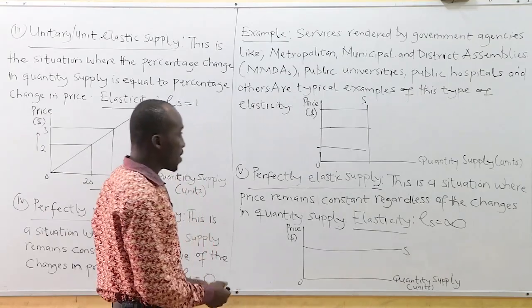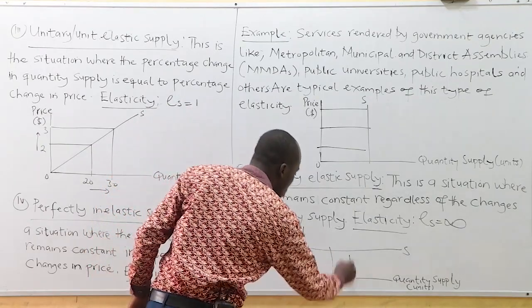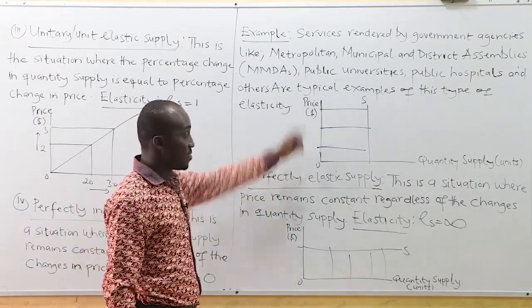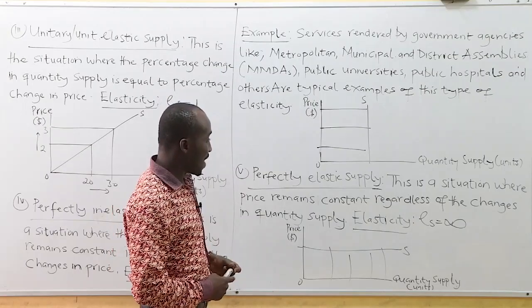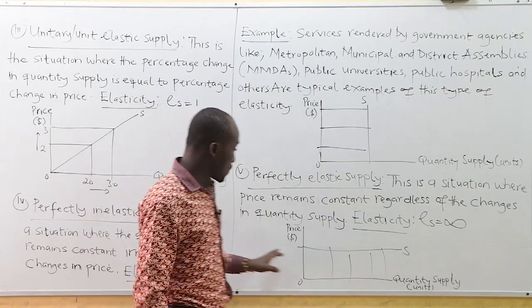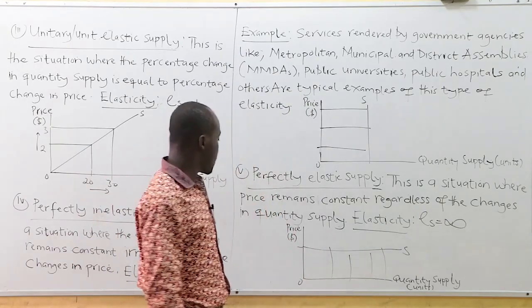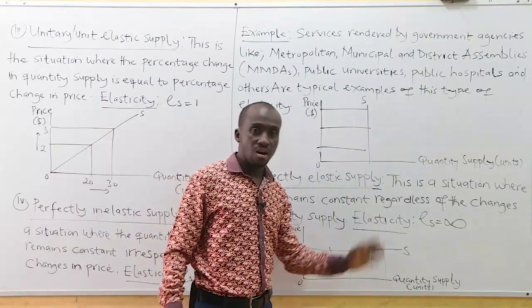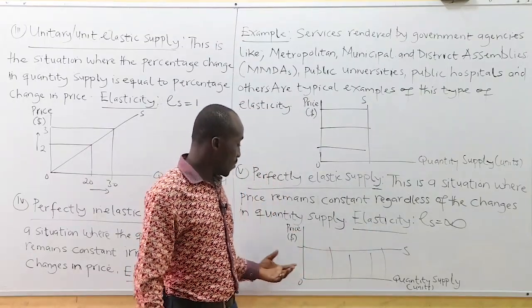Price, let's look at what we have here. Supply changes, but the price is the same. It's the vice versa of that. So perfectly elastic supply is a situation where the price remains constant regardless of the changes in supply. Supply can increase or decrease, whatever. It doesn't matter. What matters is that the price is constant.